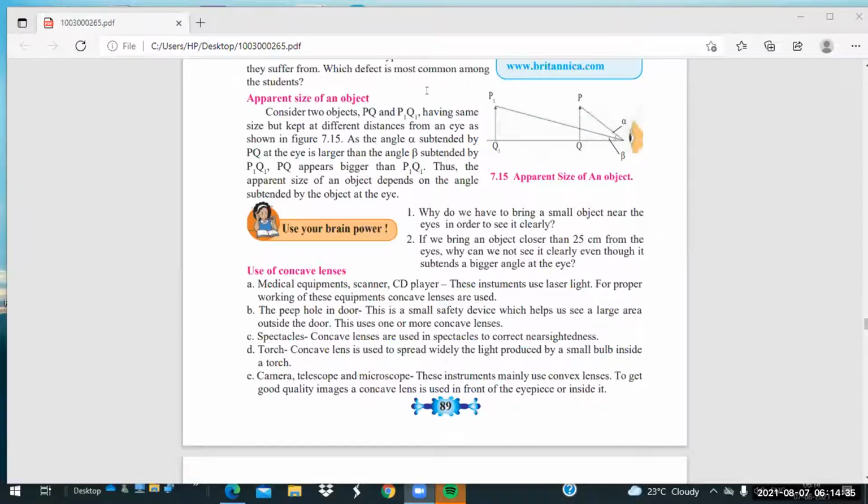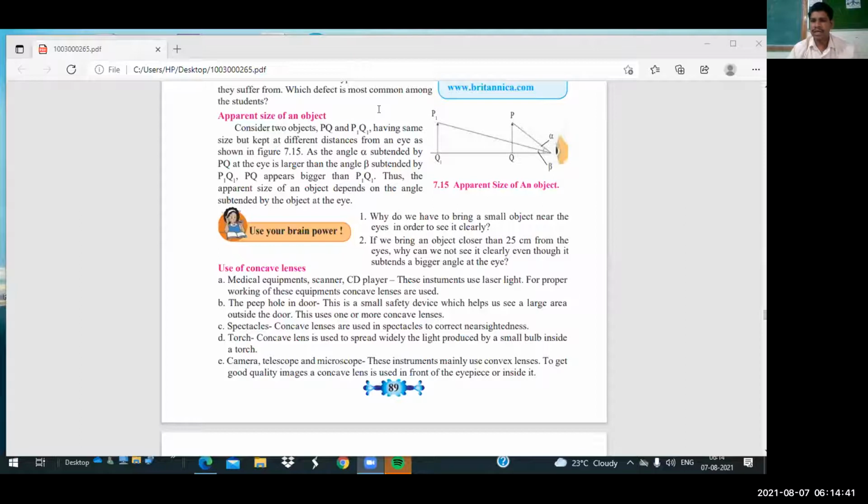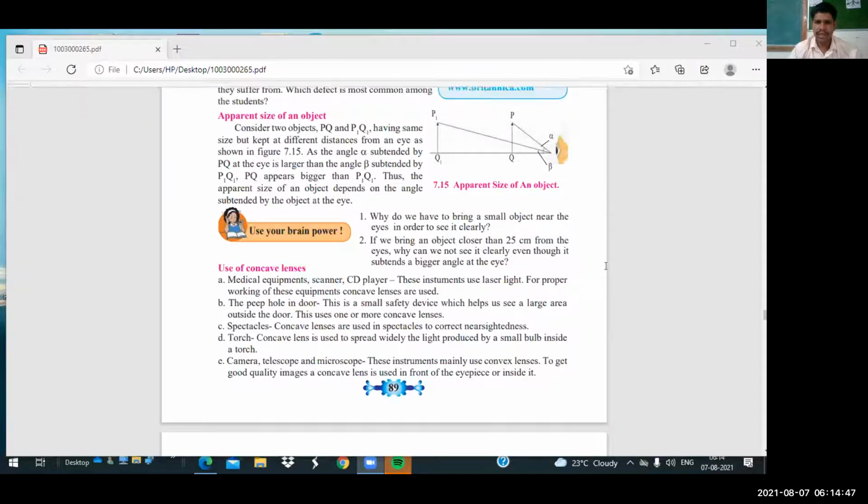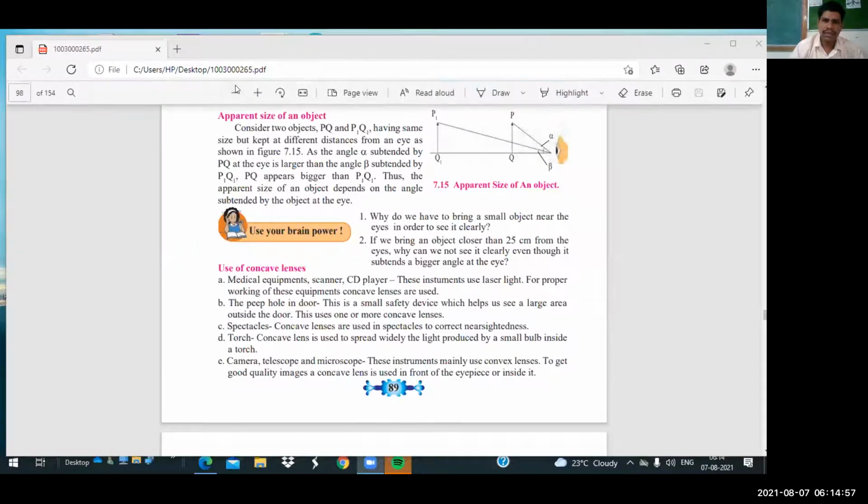Then the next one is spectacles. Now you can see that concave lenses are used in spectacles for correcting nearsightedness, and convex lenses are used for correcting farsightedness. So the convex lens is used for correcting farsightedness, and the concave lens is used for correcting nearsightedness. Why is it used? We have learned about it already.